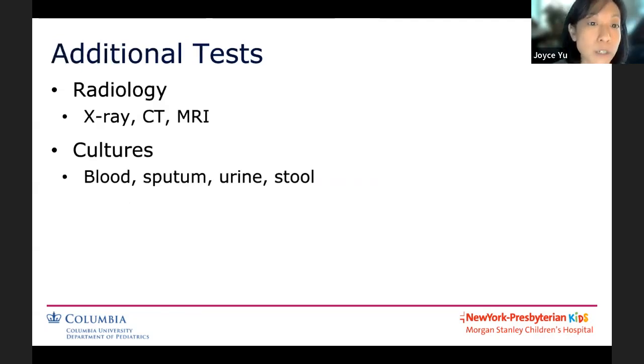Some additional tests that we sometimes look at, and it depends on the situation. We also look at all your radiographic imaging, so for example, any prior x-rays, CAT scans, MRIs. We also look if you have any cultures that were done, especially blood cultures, sputum cultures, urine and stool cultures, because depending on whether you have positive cultures, whatever is growing in those cultures may help point us in a particular direction in terms of which part of the immune system is not working so well.